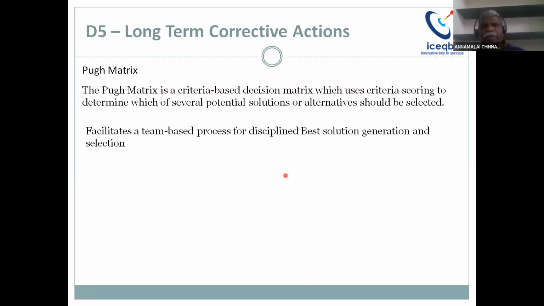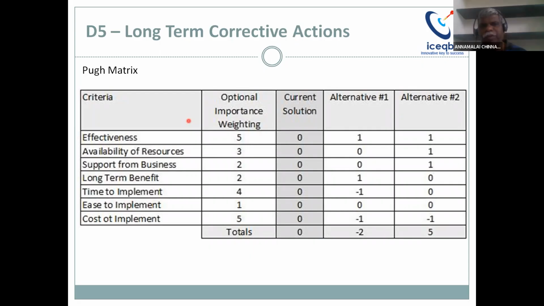The tool which is going to be used for determining the best solution, we call the PU matrix. This is a criteria-based decision matrix, which uses criteria scoring to determine which of the several potential solutions are to be selected. After the root causes have been determined, whenever you are doing the brainstorming session to solve a particular root cause, you may come out with multiple solutions. From these multiple solutions, how are you going to determine which is the best solution? Then you will be using this particular tool. I will just explain how you do that.